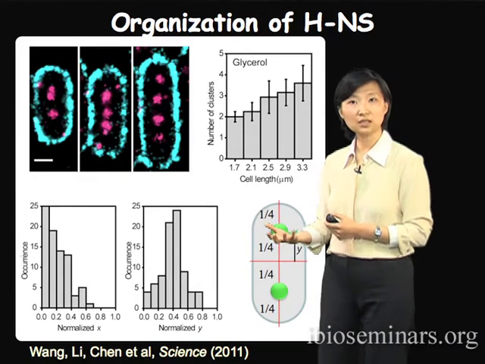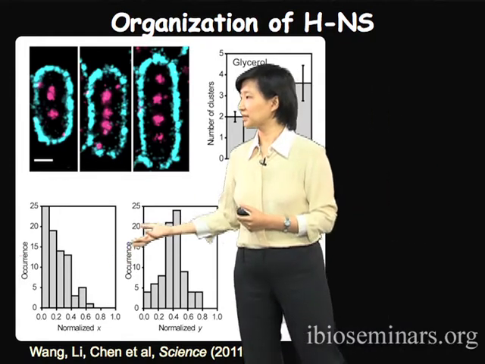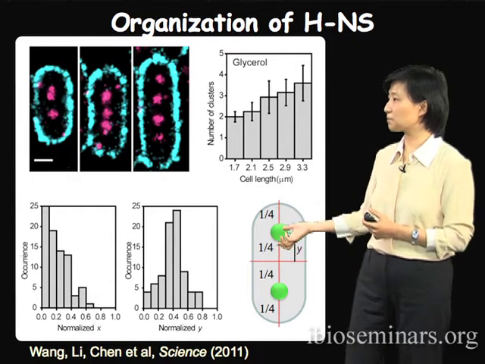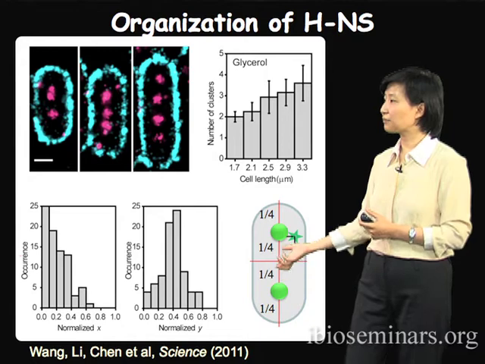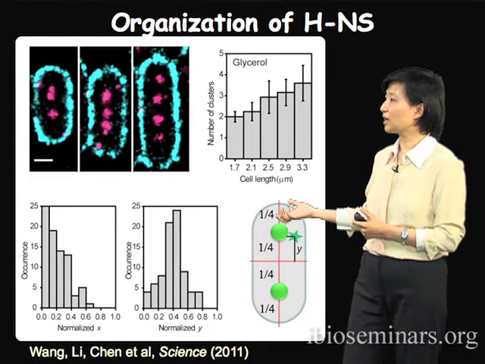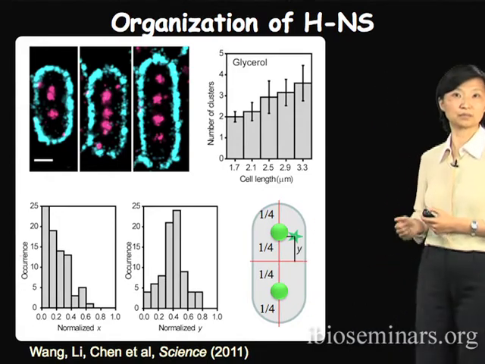And the other one is their position. I won't belabor you with these distribution histograms, but just to tell you that by quantitative characterization of many such cells, we found that these 2 clusters tend to be positioned along the long axis of the cell at the quarter cell positions.